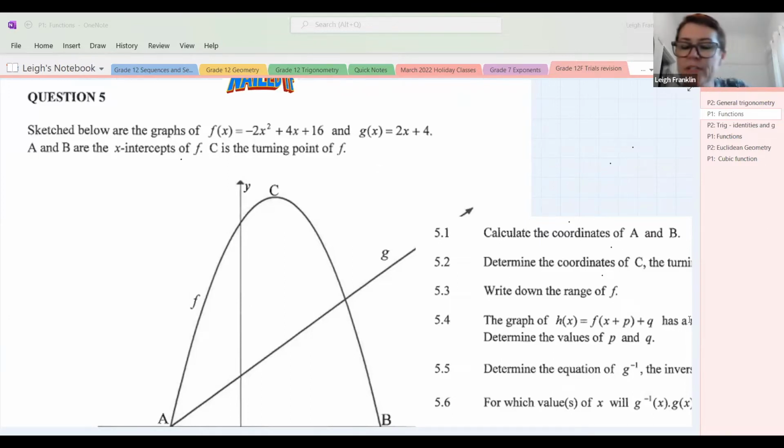Okay, so for those of us that have just joined us, we are busy determining the coordinates of A and B. Those are the x-intercepts of f of x. So we've got to let y be equal to 0. So that's what we're busy with at the moment.